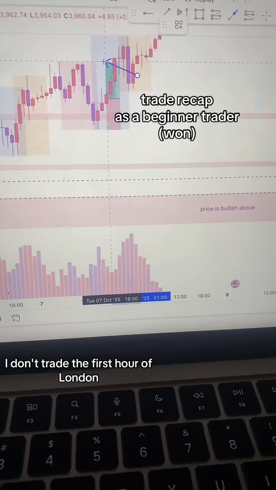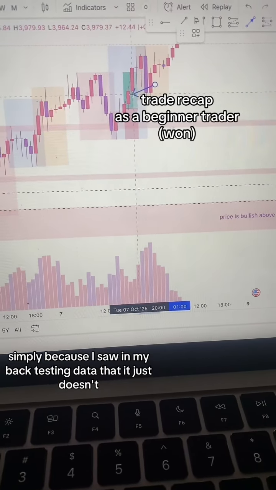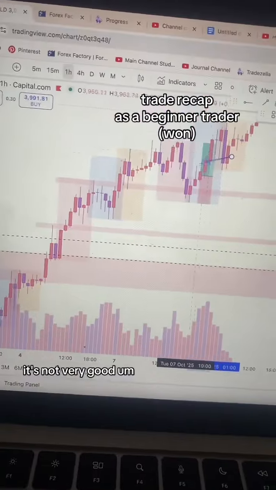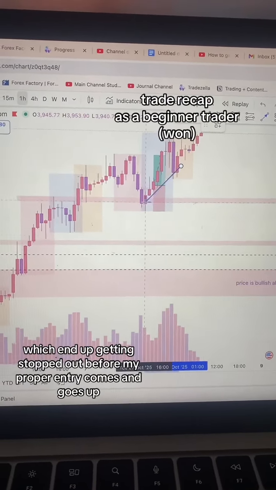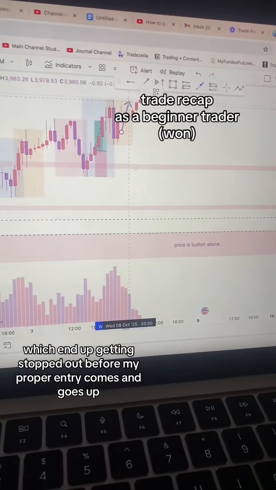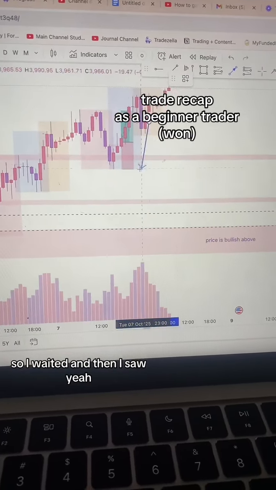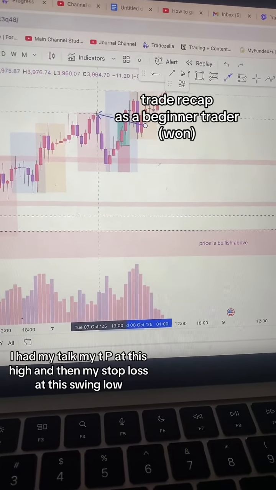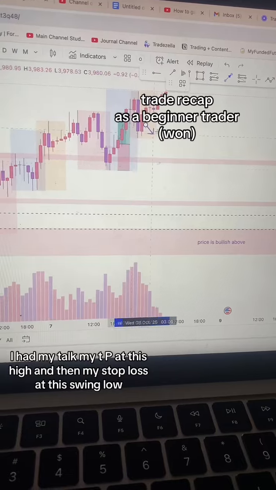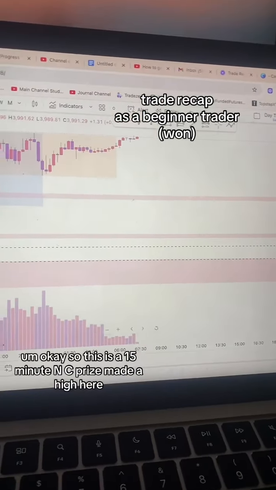So in the Asia session, it did that correction towards the start of London. I didn't trade the first hour of London simply because I saw in my backtesting data that it's not very good. It usually gives me early entries, which end up getting stopped out before my proper entry comes and goes up. So I waited, and then I saw price go up above this level. I had my TP at this high and my stop loss at this swing low, but I'll show you guys on a lower time frame.